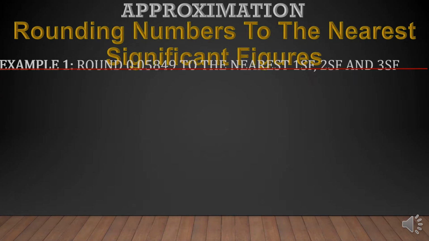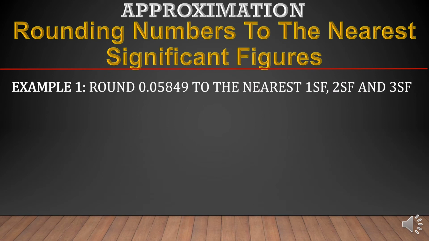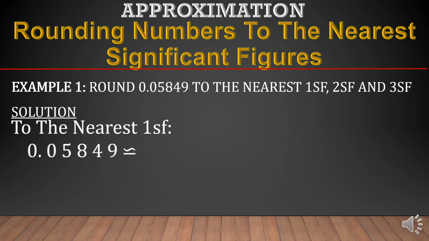Example 1: round 0.05849 to the nearest 1, 2 and 3 SF. SF means significant figures. So let's do the first SF. 0.05849. The first thing is to locate your first significant figure. What's my first significant figure here? Is it 0 0? No. Is it 5? Yes, it's 5. So I'll draw my line just right after 5.